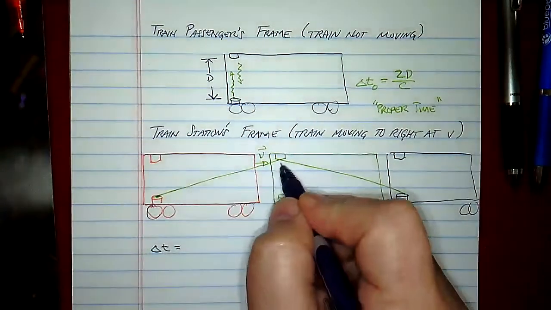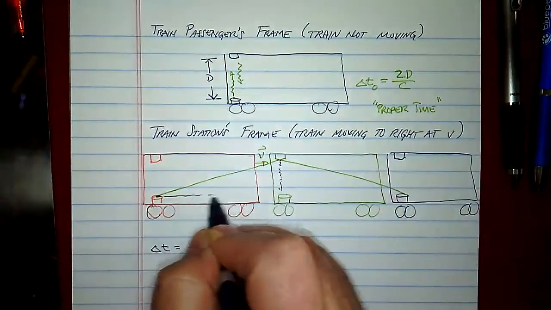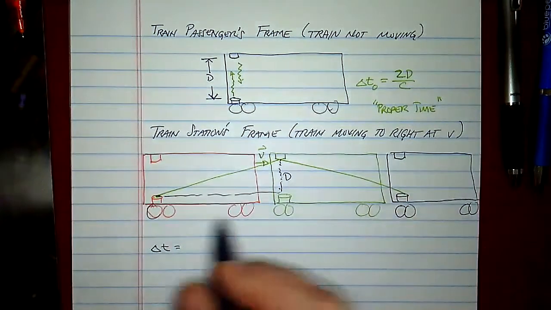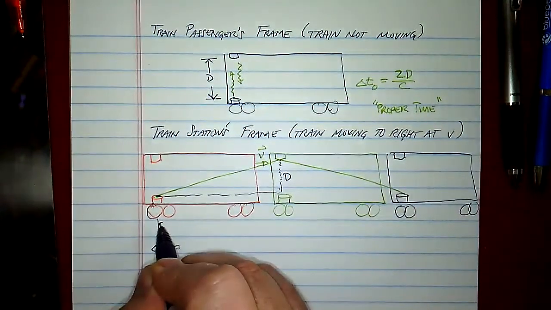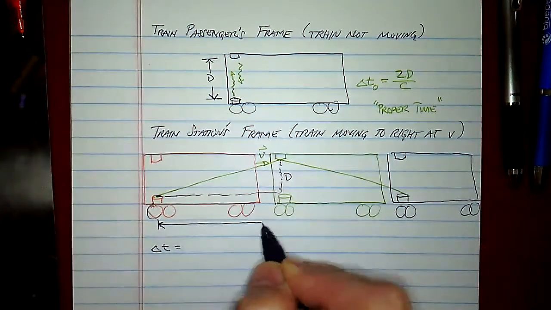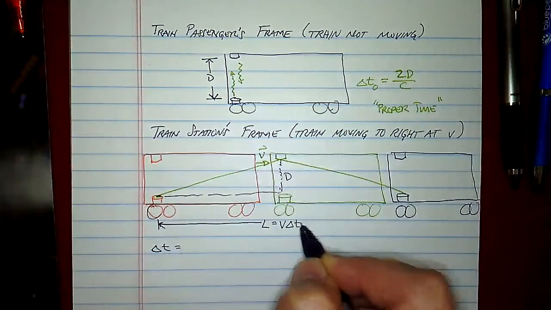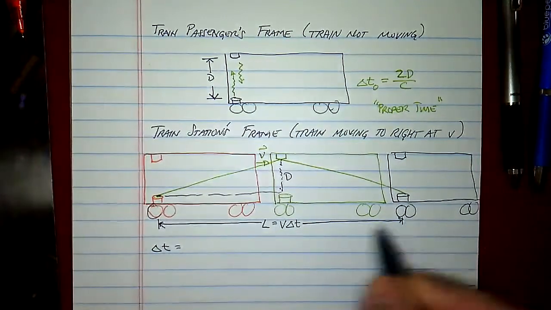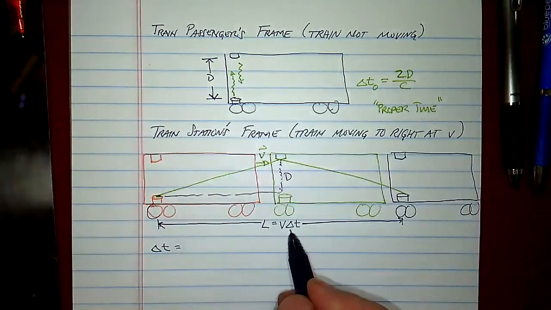And you can see, of course, this distance on the triangle is one of the 90-degree sides. That's d. And then if you consider that the train during this time interval, delta t, has moved a distance L, which might be v times delta t, then you can say, okay, well, I know that this would be half of that distance.